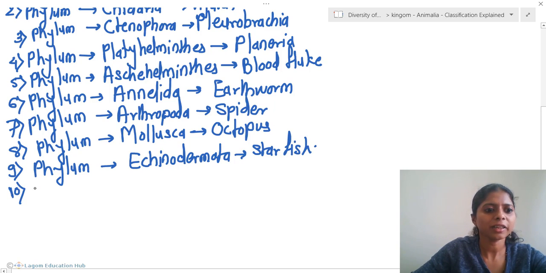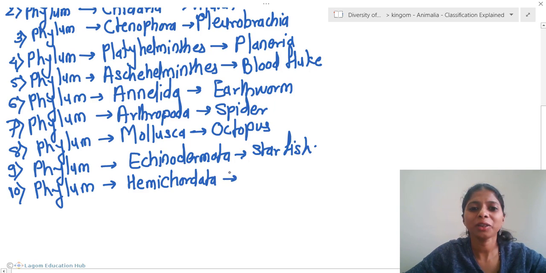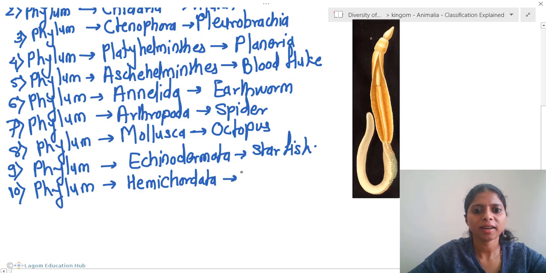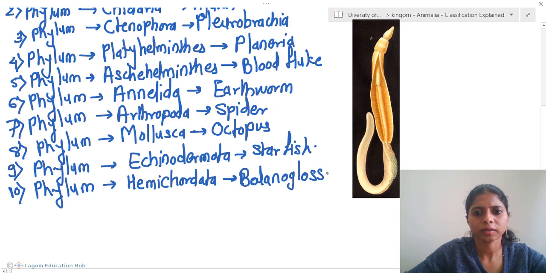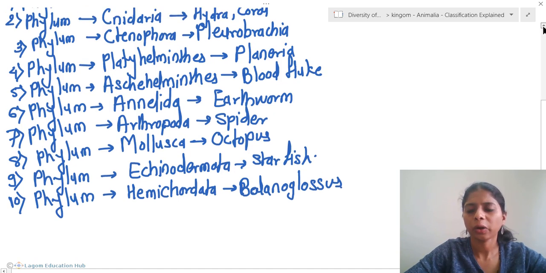And the last phylum of non-chordates is the phylum known as Hemichordata. Now Hemichordata animals are also not much familiar to us because they basically stay at the floor of the ocean. So one example I'll just write, and we will study them afterward. It is called Balanoglossus. So these are the 10 phyla which are included in the non-chordates.